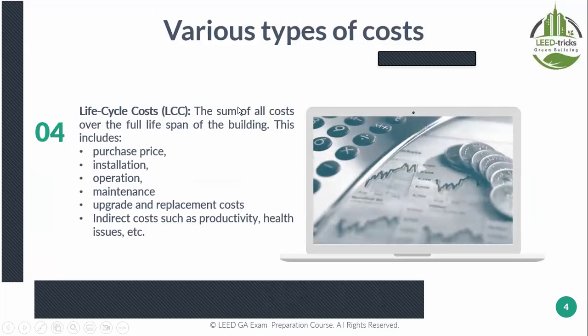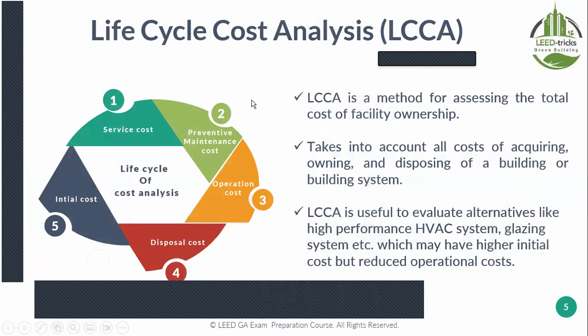Life cycle cost includes all these types of costs. Initial cost, cost of construction, cost of operation. Okay? So this is the life cycle cost: the sum of all cost over the lifetime span of the project. It includes the purchase, installation, operation, maintenance, upgrade, and replacement, and the indirect costs, and so on. So soft cost, hard cost, operational cost, life cycle cost. LCCA, we call it life cycle cost analysis.